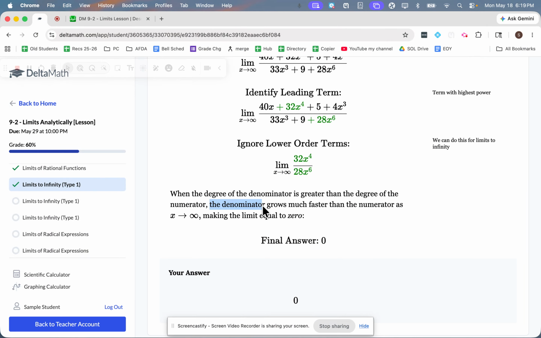As we see here, the denominator grows much faster than the numerator. The bottom grows much faster than the top, making the limit equal to 0.